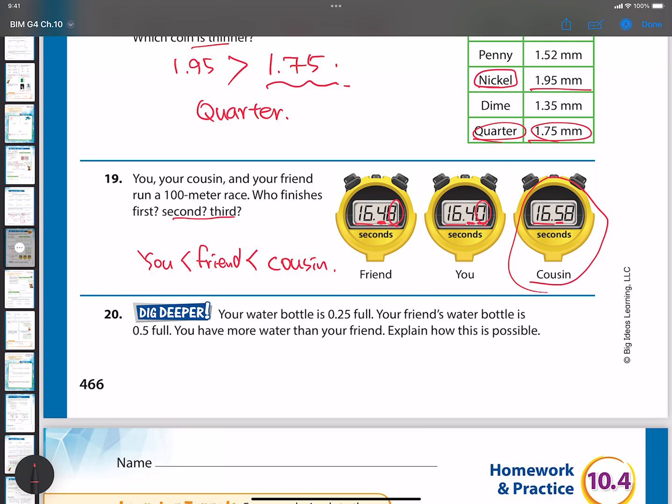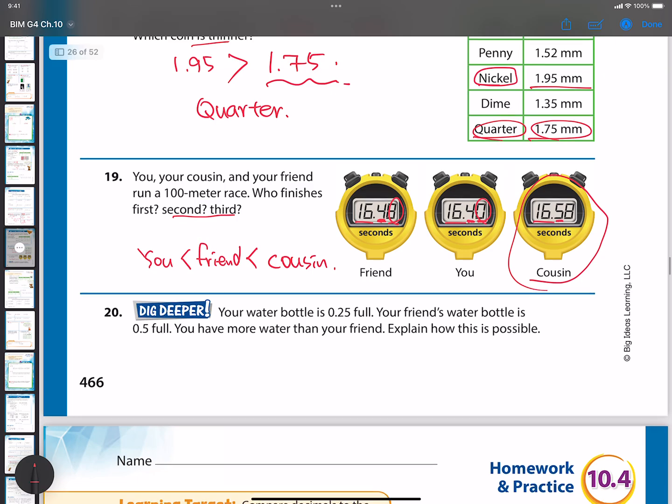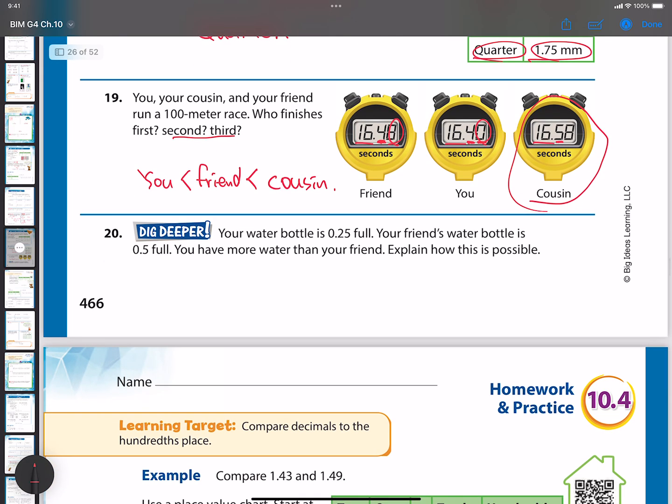So here, number 20. Dig deeper. Your water bottle is 0.25 full. Your friend's water bottle is 0.5 full. You have more water than your friend. Explain how this is possible. Maybe your water bottle is a larger size than your friend's water bottle. That's all we can explain because 0.25 versus 0.5, 0.5 is way greater.